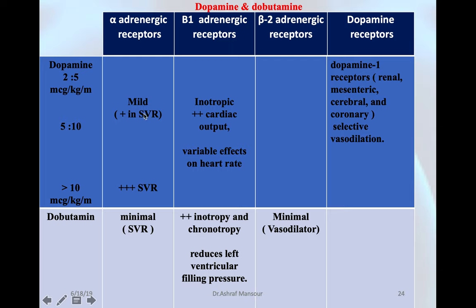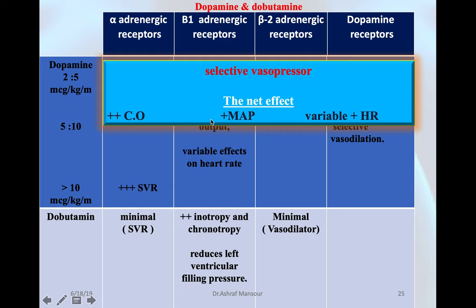Through alpha 1, it causes a mild increase in the systemic vascular resistance, so it acts as a vasopressor, while through beta 1 it increases the cardiac output by contractility, with a variable effect on the heart rate. If you increase the dose more, the stimulation will affect only the alpha adrenergic receptor, increasing the systemic vascular resistance until it becomes completely vasopressor, which you don't like in a neonate. So as a rule, dopamine is a vasopressor medication, with the effects of increasing cardiac output, a variable increase in the heart rate, and an increase in the mean blood pressure.